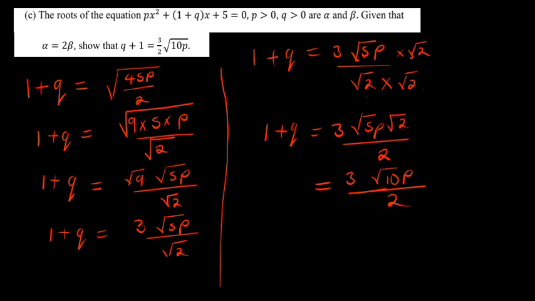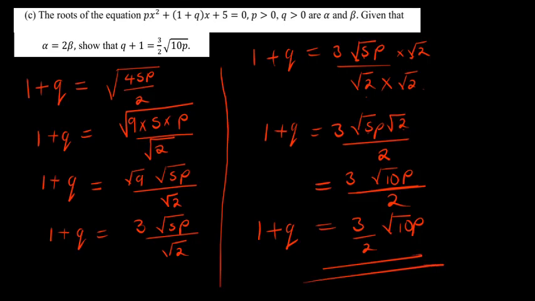Simple and straightforward. So that is how you answer this type of question. If you check out, this is 1 plus q equal to 3 over 2 times the root of 10p. It is just simple, just like that. Simple and straightforward. Enjoying life.